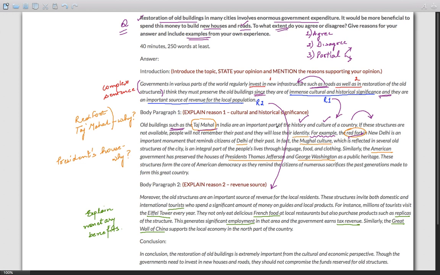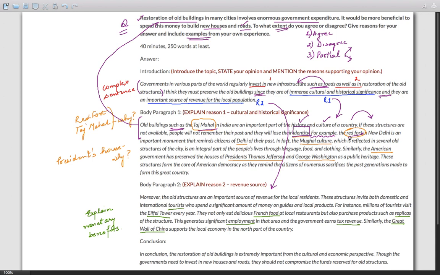So, okay, if they represent history and culture, and if these structures vanish, we will lose our history and culture. So these two sentences connect us to the main question, restoration of old buildings. It gives an idea, okay, we need to restore these buildings for this reason, identity. Okay. Then I come to an example.